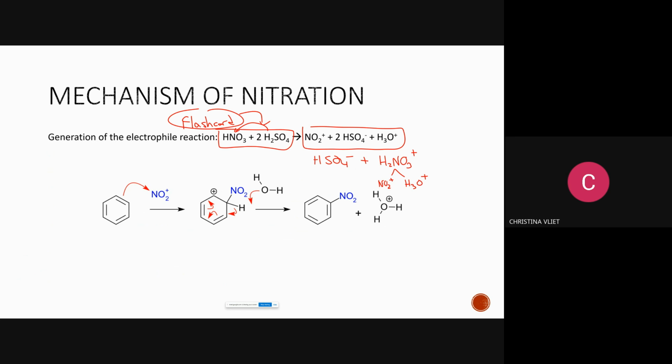So once you have generated the electrophile, this would be a 1 mark question, just like we saw in the bell work. It would be 1 point to give that reaction. And then from there, it would be the mechanism. And how many points is the mechanism itself? It's 1 mark here, 1 mark for this, right? And then 1 mark right there for the hydrogen folding back in.